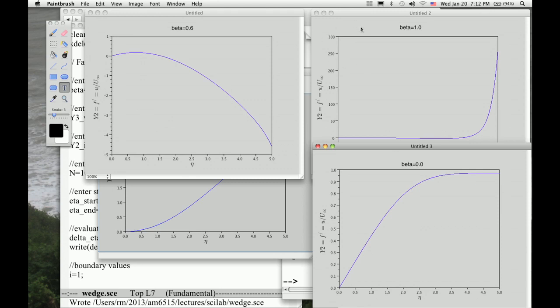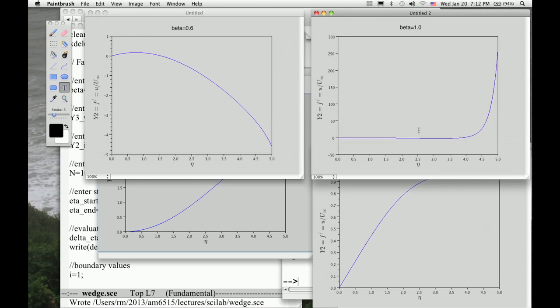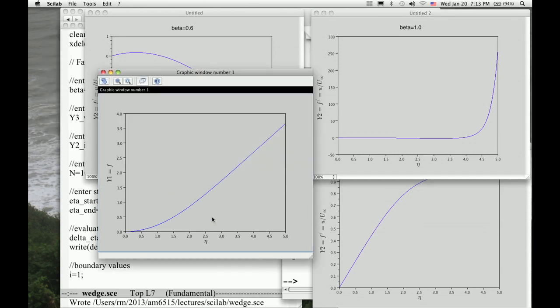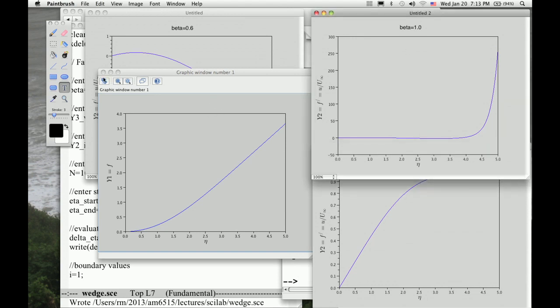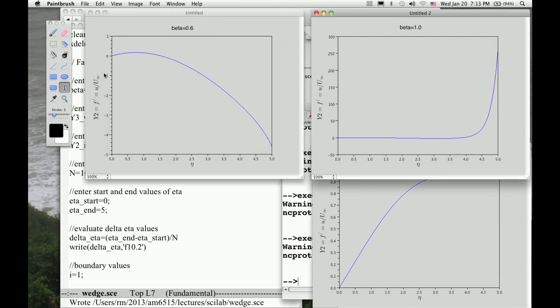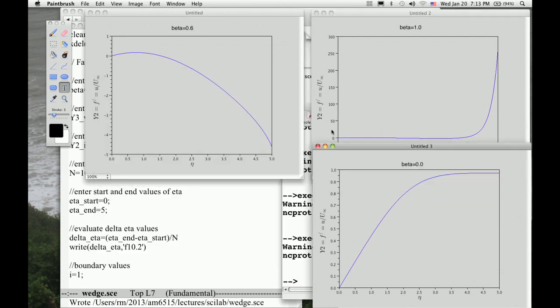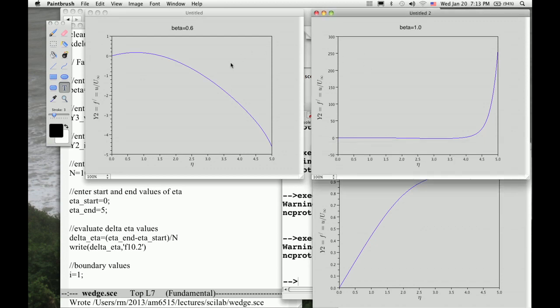And when beta is equal to 1, U really shoots up. U is like 200 times faster than the free stream. So that's interesting. So we got beta 0, we got beta 1, and beta 0.6.